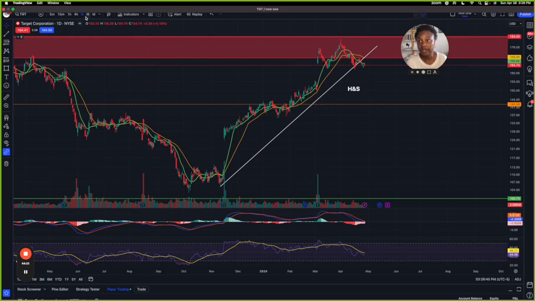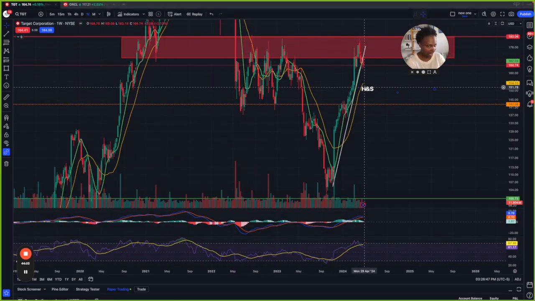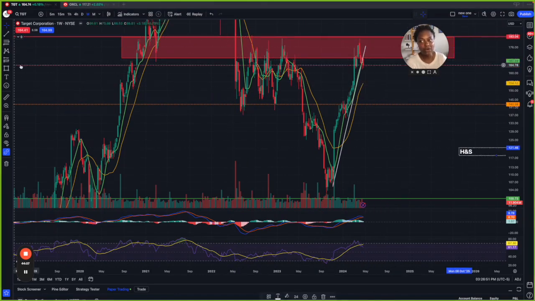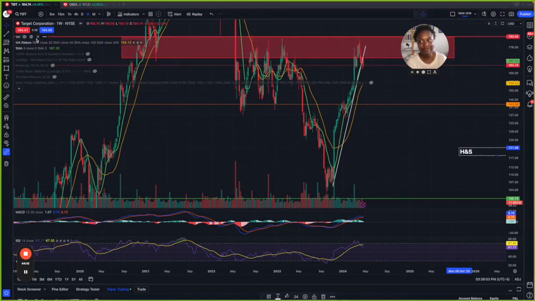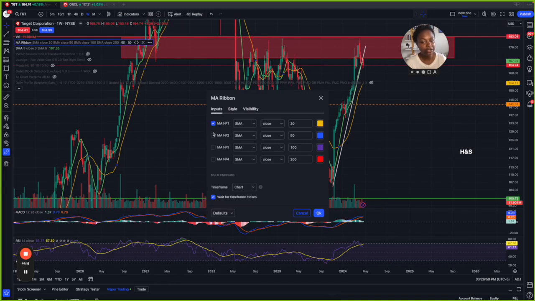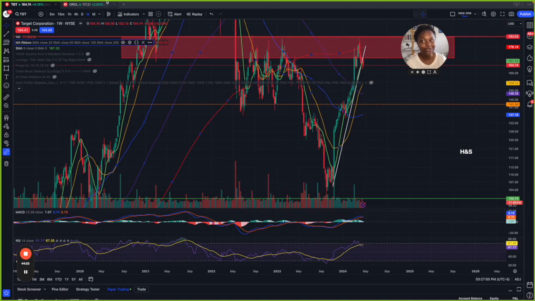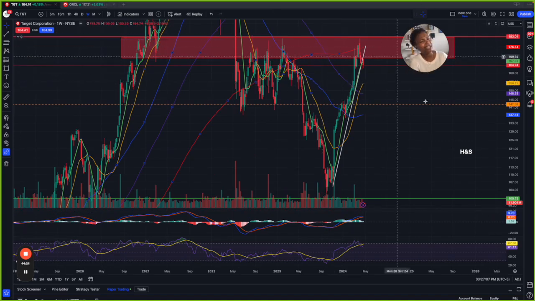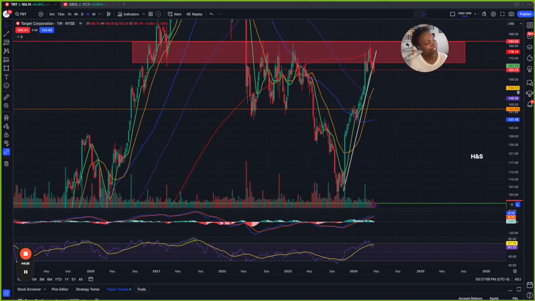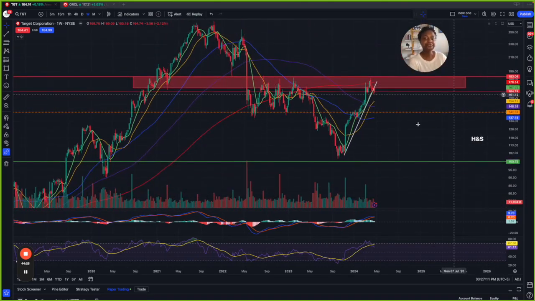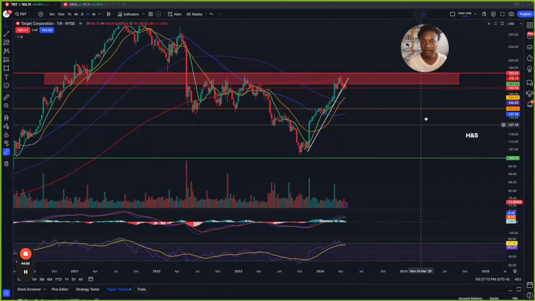Now, target. I know y'all see right here that I wrote head and shoulders, but I saw that more so on the daily time frame, a head and shoulders. On the weekly time frame, I see what could potentially be an inverted head and shoulder. Let me show you how both those chart patterns make sense. Y'all are gonna be like, how can you see an inverse and a head and shoulder? Let me show you. All right.